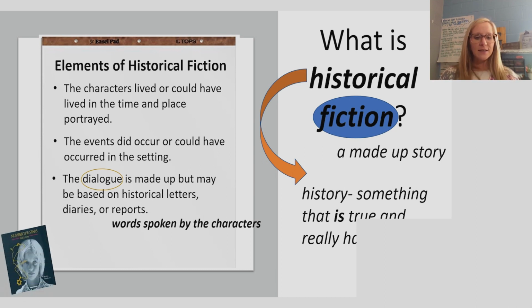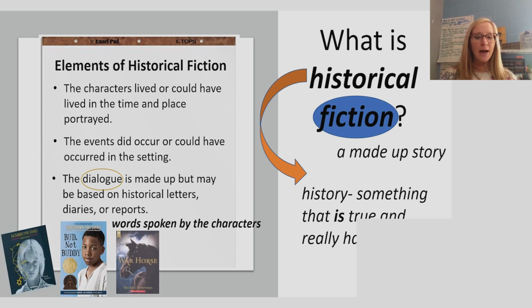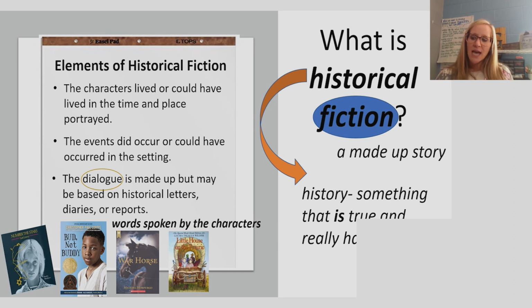If you've read Number the Stars, Bud, Not Buddy, War Horse, or Little House on the Prairie, then you've read historical fiction. I personally love historical fiction because I can learn about an event in history and enjoy a good story. As we read our story for today, keep these historical elements in mind.